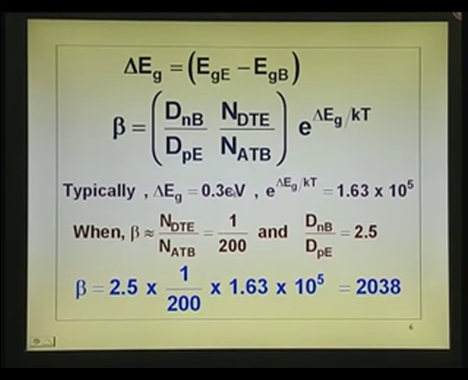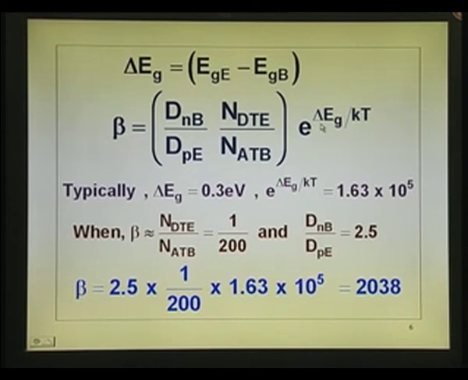Delta EG is actually something we can get 0.3 very easily. You can get 0.3 even with the aluminum content much lower. You do not have to go to x equal to 0.4 aluminum content. Even much lower than that, if you take delta EG of 0.3, you can very easily get a wider band gap compared to the base. Then e to the power of delta EG by kT is about 10 to the power of 5.